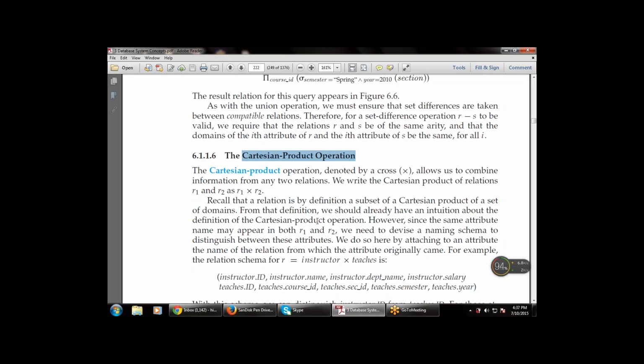That is instructor.ID, instructor.name, instructor.department_name, instructor.salary. So one is an ID, one is a name, one is a department name, one is a salary. There are four attributes that are fetched from the instructor table. Then there are five attributes: teaches.ID, teaches.course_ID, teaches.section_ID, teaches.semester, and teaches.year. So four attributes are taken from the instructor table, and five attributes are taken from the teaches table.